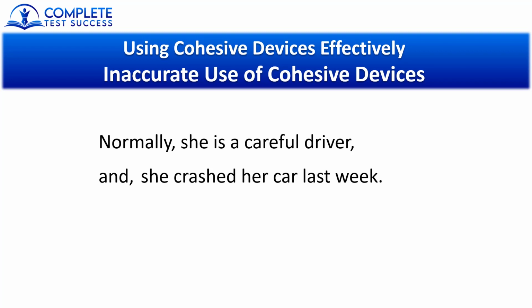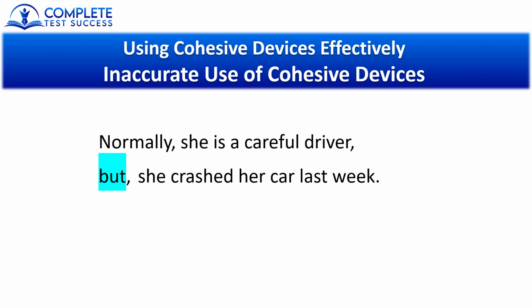But suddenly we turn in the opposite direction, and now we're talking about how she's a bad driver. So this doesn't make sense because the word "and" doesn't connect those pieces of information correctly. So the appropriate cohesive device is "but". When we use "but", it shows us that we're now turning the other direction, and now it makes sense, it's easy to follow, and the reader will not get confused.